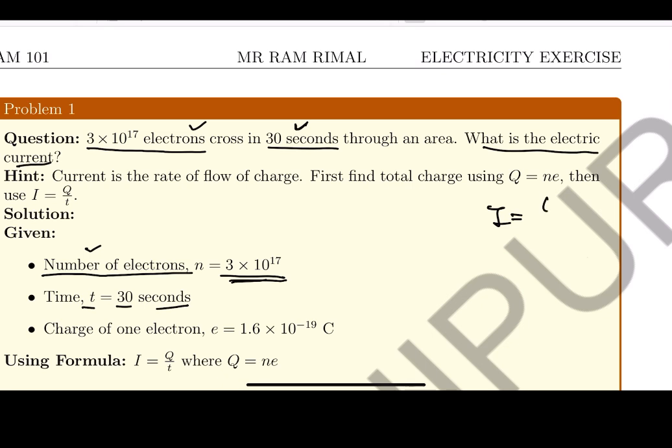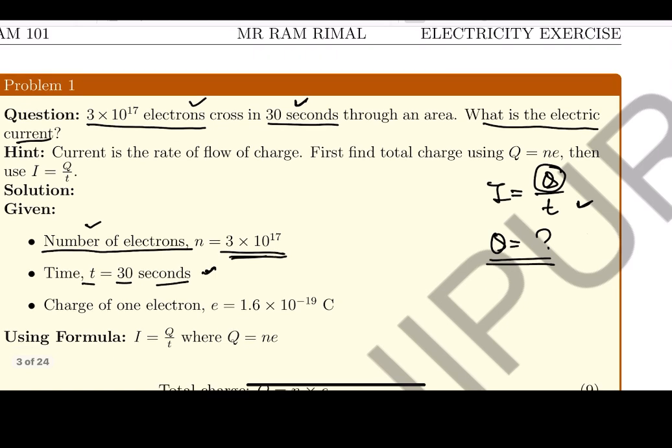I equal to Q by T. T is given. T is 30 seconds. Can you see 30 seconds here? But what is Q? Q we do not know. So we can find out Q. What is the formula for Q? Q formula is N times E. What is N? N is given in the question. E we know. E is always 1.6 into 10 to the power minus 19 coulomb. This is fixed for E.